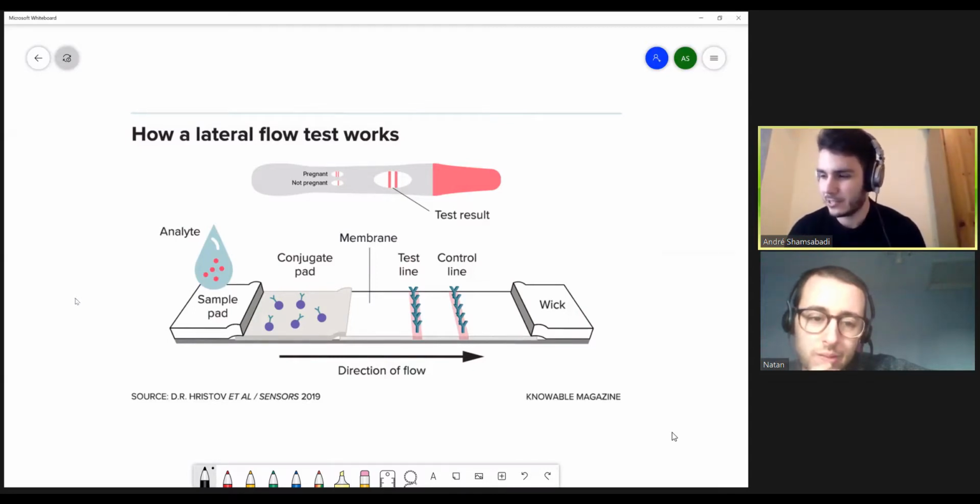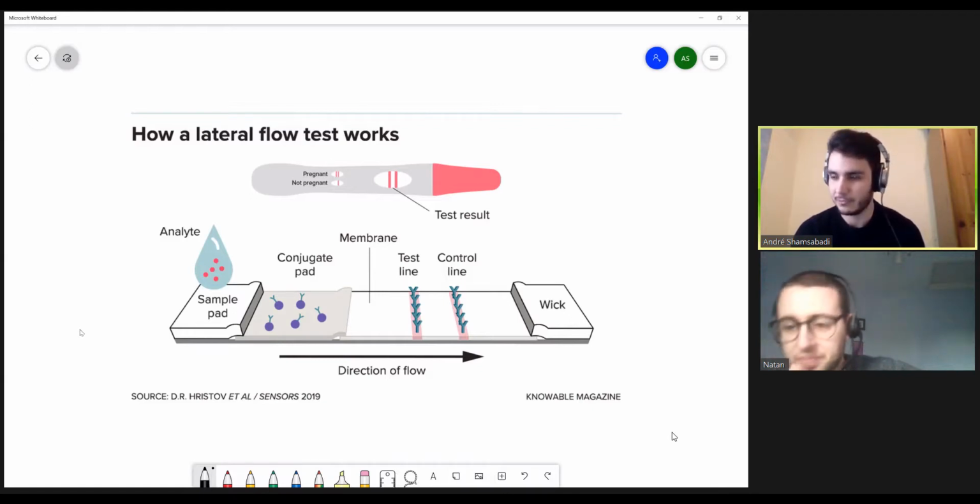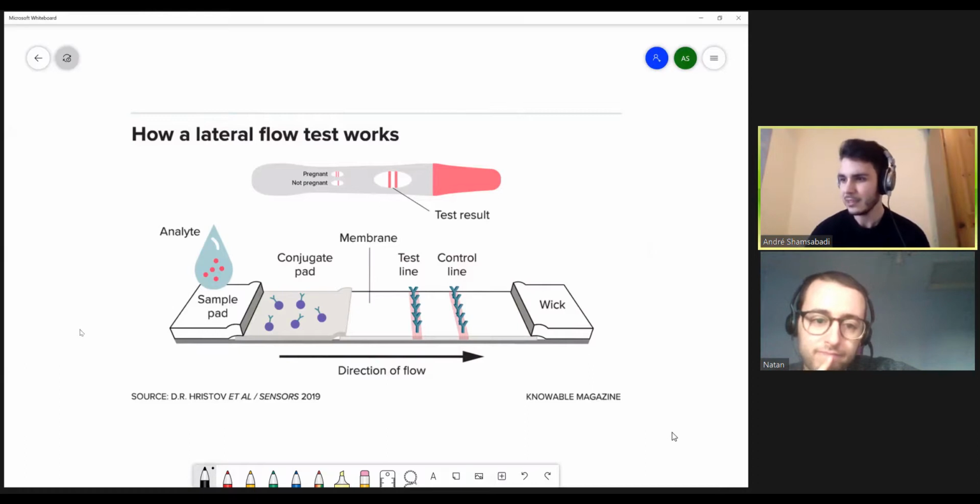And the way it works is split into 4 sections. So the first section, as you can see on the left here, is the sample pad. The job of the sample pad is to absorb whatever sample is provided by the patient. In a pregnancy test, this is urine, but it could be used for any bodily fluid, such as blood, such as saliva, such as a nasal swab. Effectively, this is a porous piece of material that acts like a sponge. Its job is to wick all the excess bodily fluid and store it in the device.